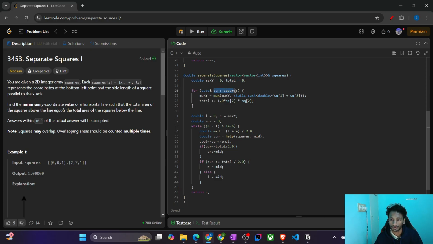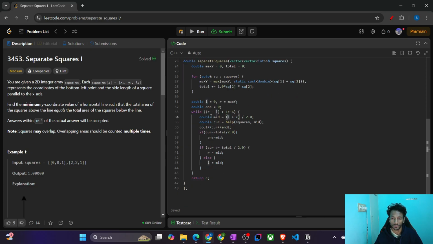Now iterating over each square, I will find the maximum y I can have. What will be the maximum y? The bottom left y value plus the length. This will be the y coordinate of the top edge. Now the area for the current square will be length into length, because this is a square and all the edge lengths are the same. I'm also casting this to 1.0 because this is expecting a double type. I am also adding this current area into the total area variable.